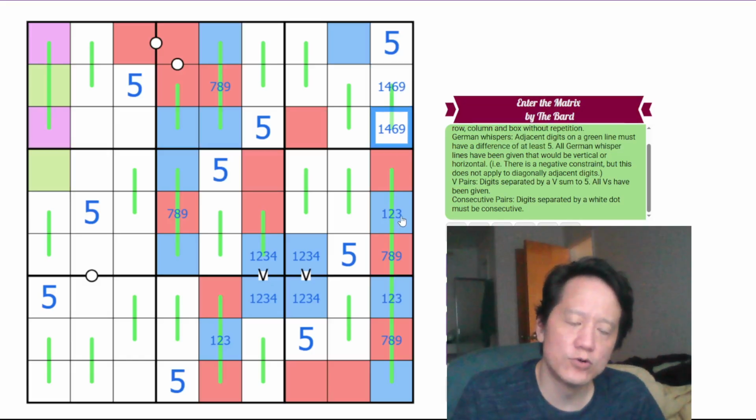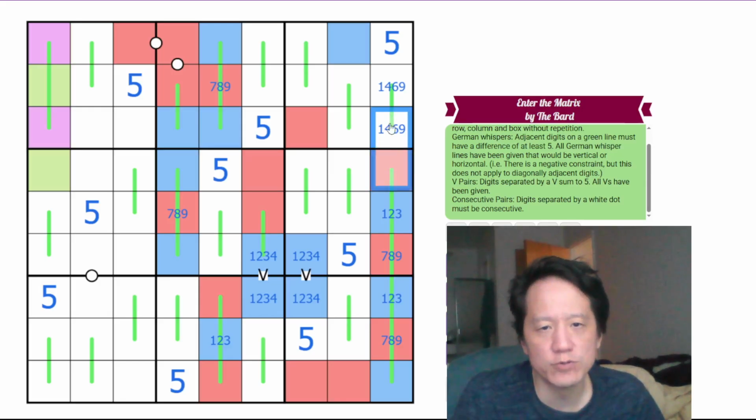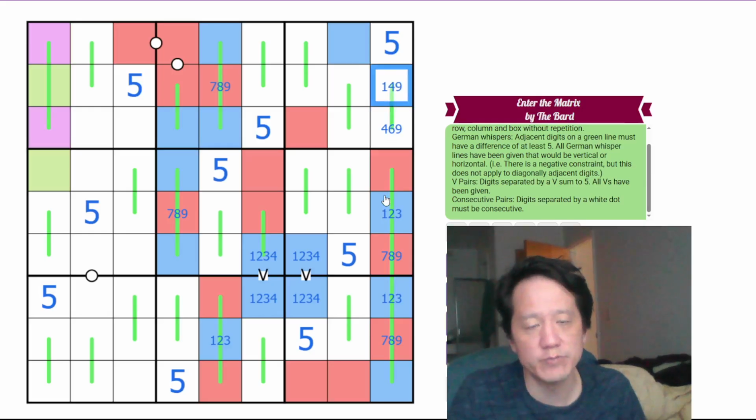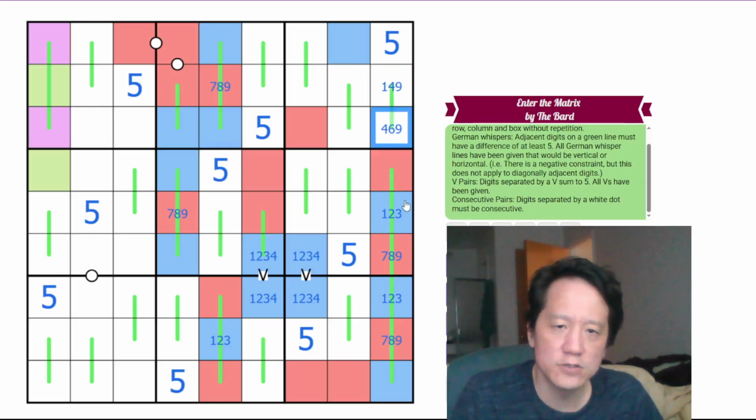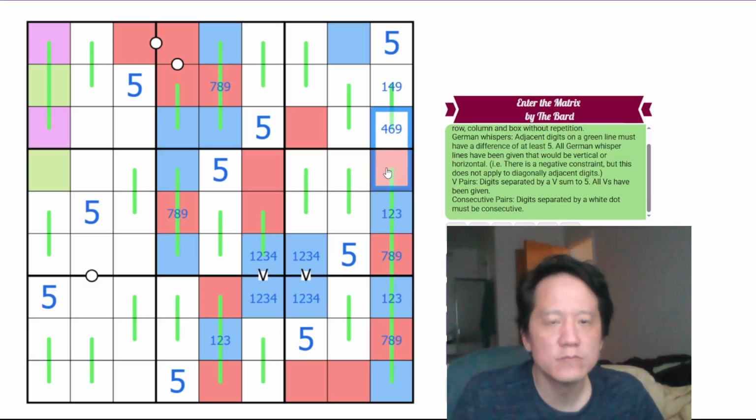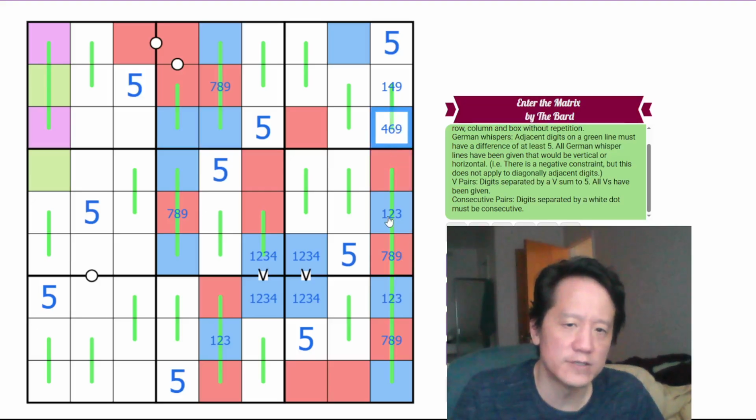If this were to be a 1, any high digit would have to have a vertical German whisper line next to it, because all of those have been given. Therefore, this can't be 1, which means this can't be 6. This could be 9 because any 6 or 9 works here. So this can never be 9. Well, it could be 9 if that's 6, right?